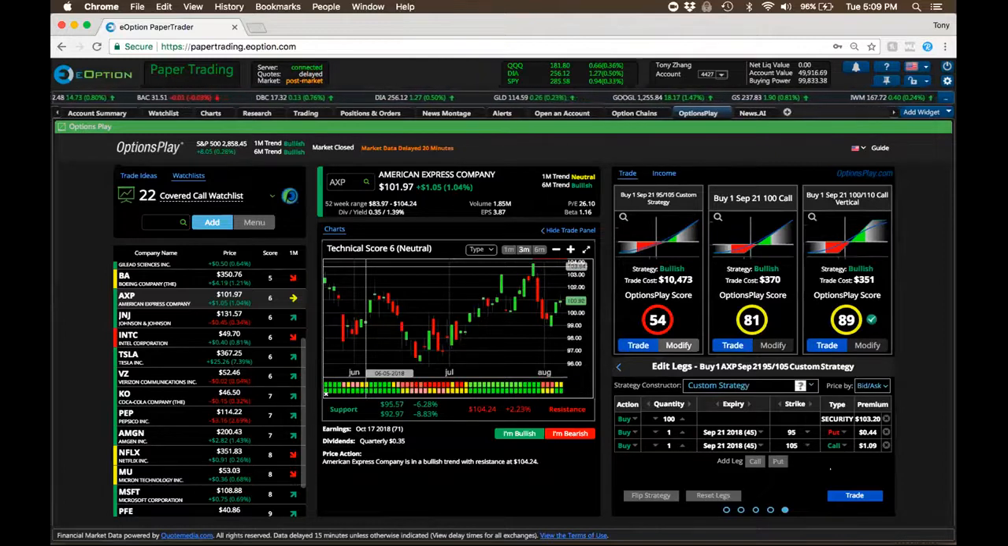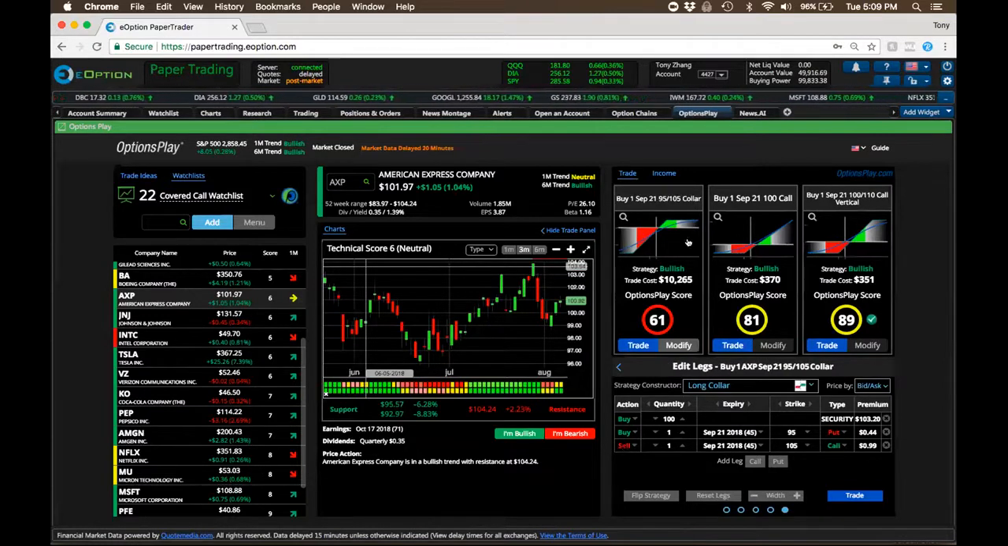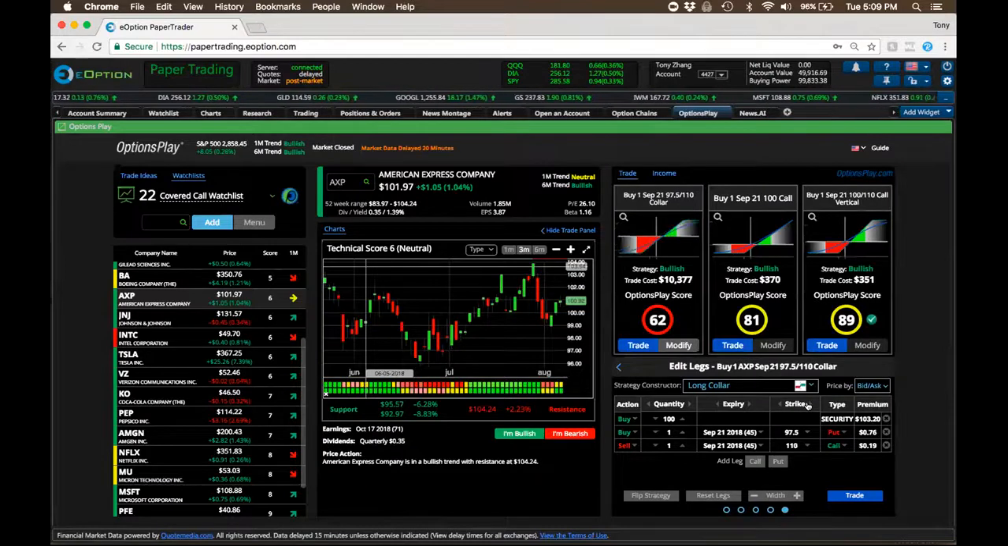109. So this allows you to buy some protection while generating some income. That's what we call a collar strategy. Sorry, this is a buy and this is a sell. So this is a collar strategy. You might want to change your strike prices.